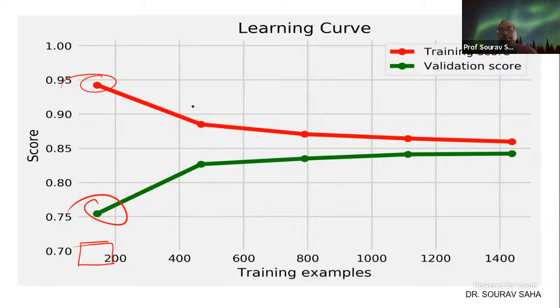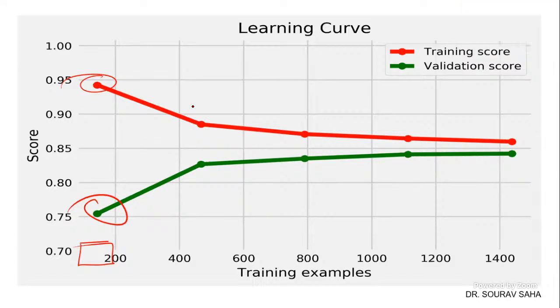What do you think might have happened in this particular case? The error is more in both the cases. The error is more for which one? The training score.